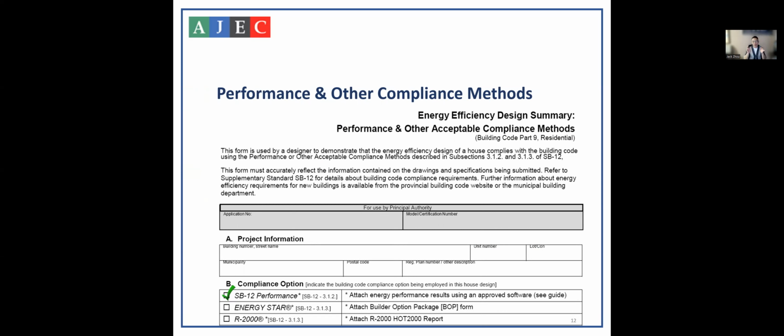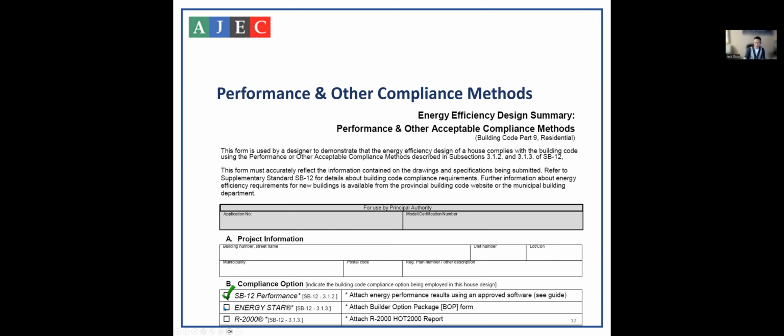Under the performance compliance path, there's 3 ways for you to comply using this form. There's SB12, there's Energy Star, and then there's R2000. Now, today, we're only going to focus on SB12. Energy Star and R2000 are a completely different training, and I don't have time to go through it. So we're going to skip it to a different day. But if you guys are interested, I can explain more about that.